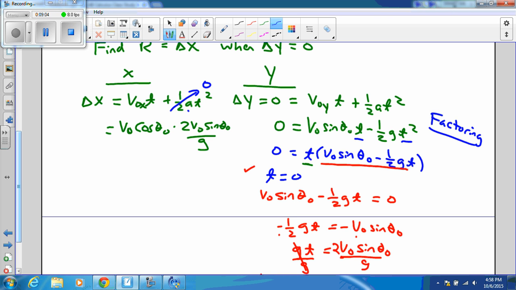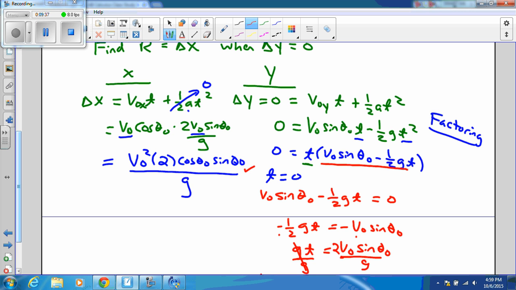So now I've got my solution for the range. I now just need to clean it up. I notice that I have a factor of v0 and a factor of v0, which is v0 squared. And then I have a factor of 2, which I'm going to write here, and cosine theta and sine theta. And all of that is divided by g. So while this is a little bit abstract, it uses the exact same method that we've been using all along to solve our projectile problems.